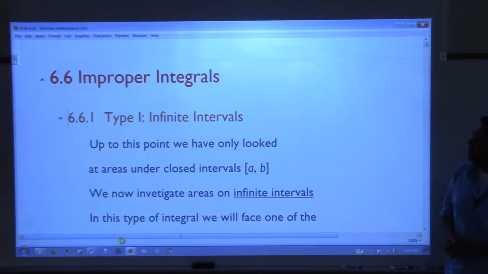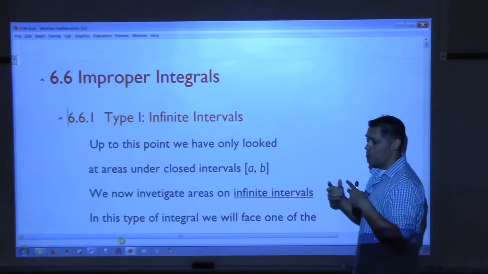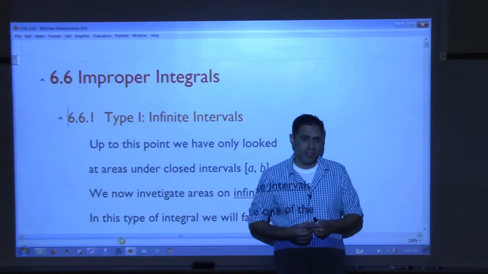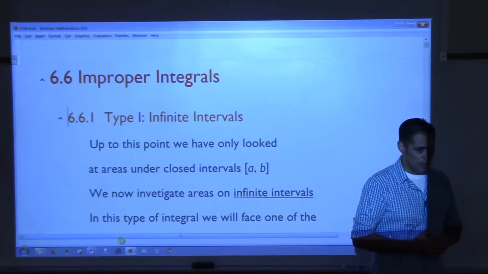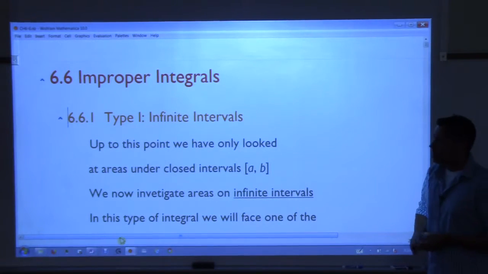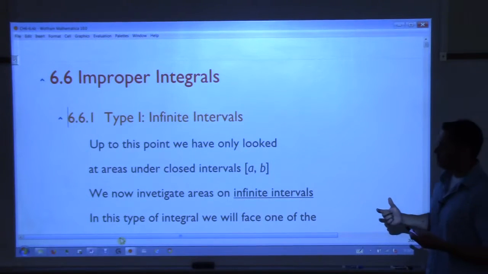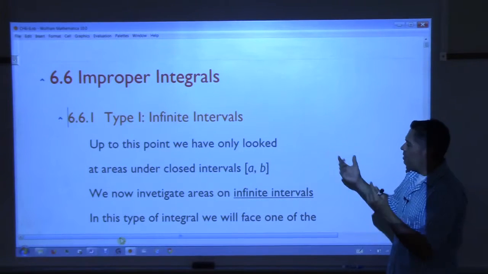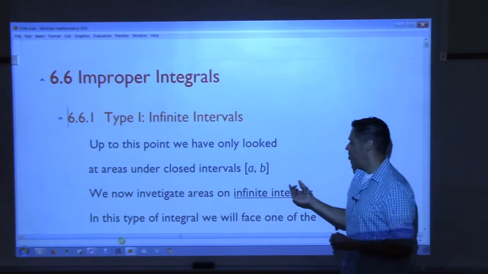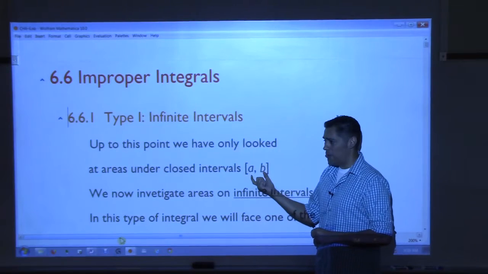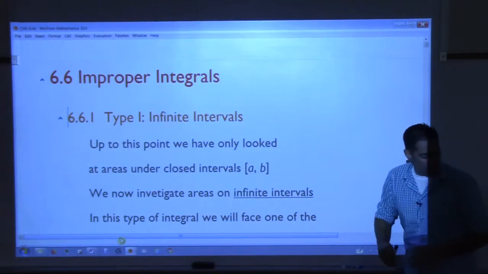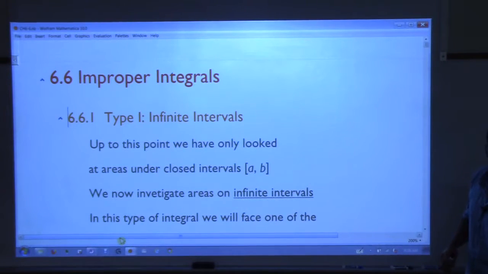All right, improper integrals. So there are actually 2 types of improper integrals. Today we're going to talk about infinite intervals, and next class we'll talk about the other one, all right? So type 1 and type 2. So up to this point, and we just did this last class, the definite integral, we've only dealt with integrating over a closed interval from A to B. What we're going to do now is let that interval become infinite.